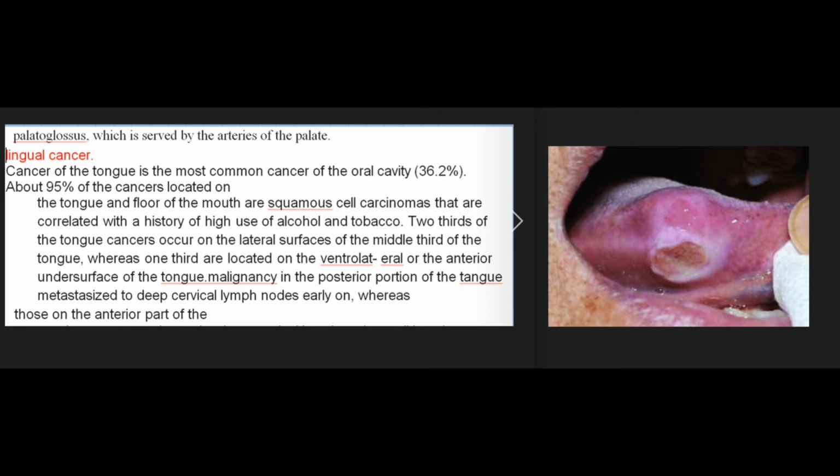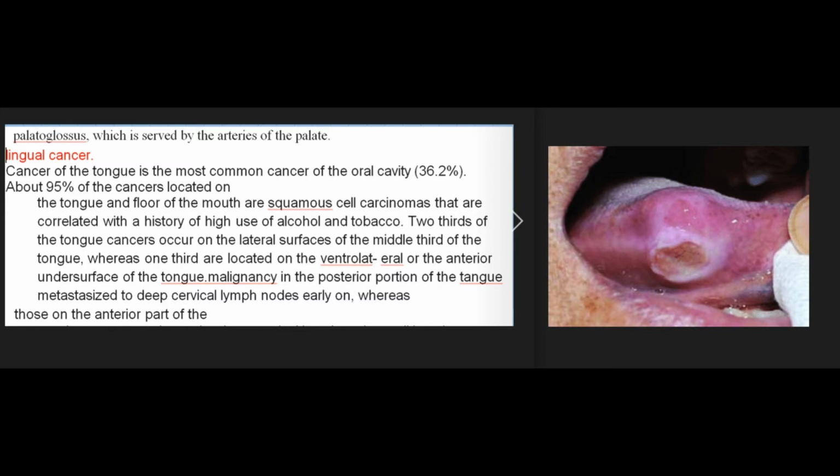Lingual cancer. Cancer of the tongue is the most common cancer of the oral cavity, 36.2%. About 95% of the cancers located on the tongue and floor of the mouth are squamous cell carcinomas that are correlated with a history of high use of alcohol and tobacco. Two thirds of the tongue cancers occur on the lateral surfaces of the middle third of the tongue, whereas one third are located on the ventrolateral or the anterior undersurface of the tongue.